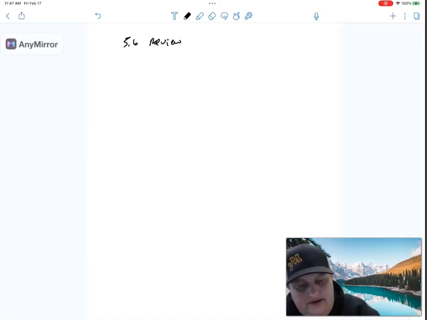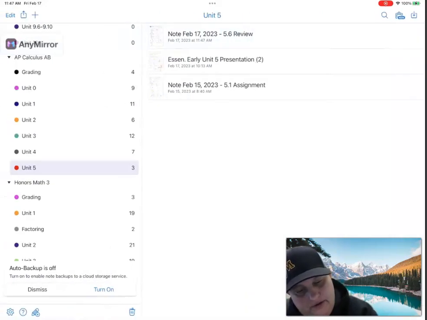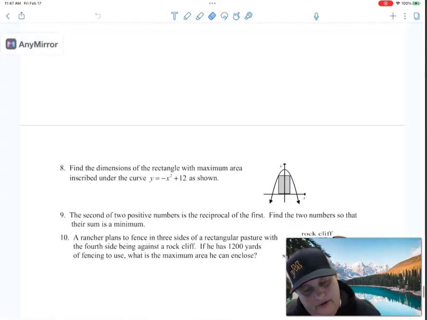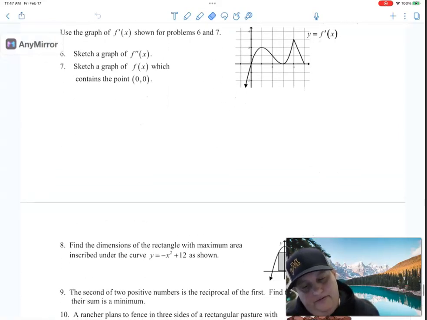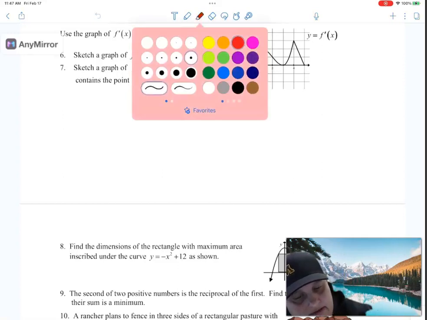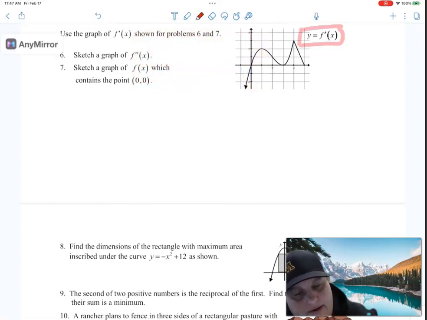All right, guys, we're still on 5.6 review. I'm going to hit part 2, starting with number 6. I actually think I will do this one on here because I have a little bit of room. Right here. Perfect. Now, the most important thing that I needed to identify is that this is the graph of f prime.